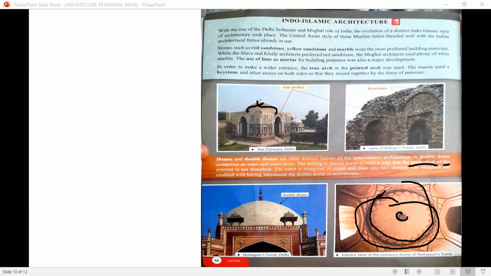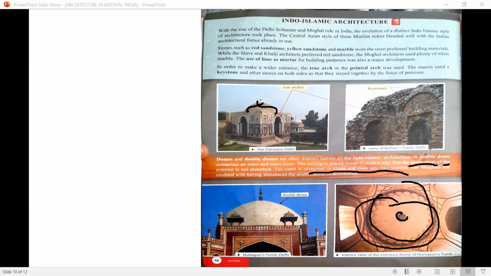Yes, so that is why, to make it more comfortable in proportion so that the exterior is not disturbed by the interior, they are made a little bit lower than the dome. Okay, and the domes are octagonal in shape and rise into two stories.